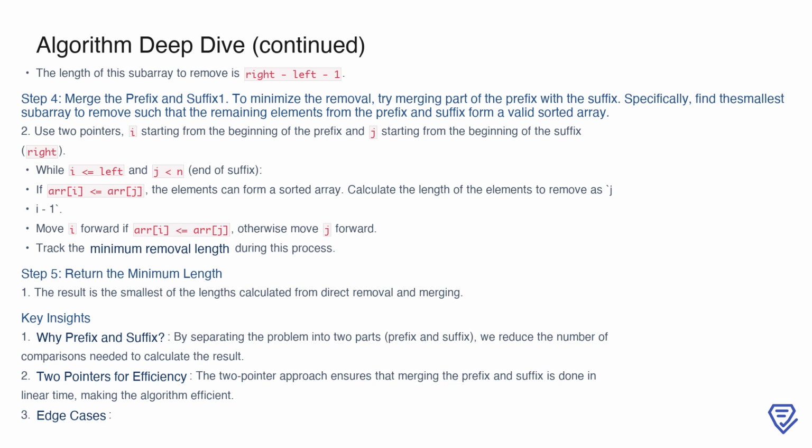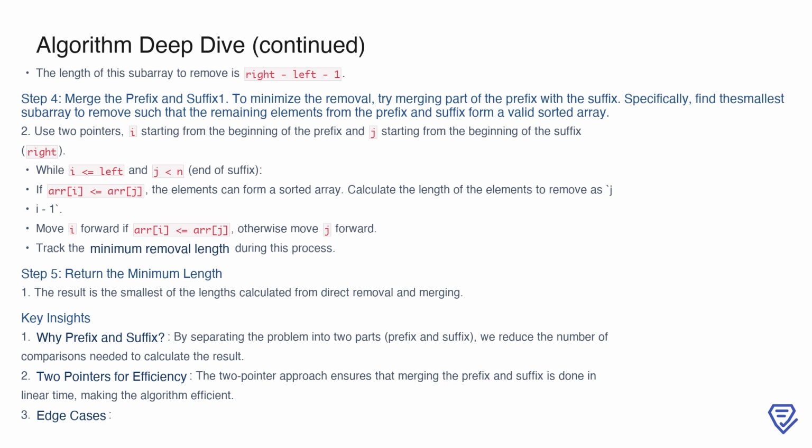The simplest approach to solving the problem is to directly remove all elements between the prefix and suffix. The length of this subarray to remove is calculated as right - left - 1. However, to minimize the length further, we can explore merging parts of the prefix and suffix.